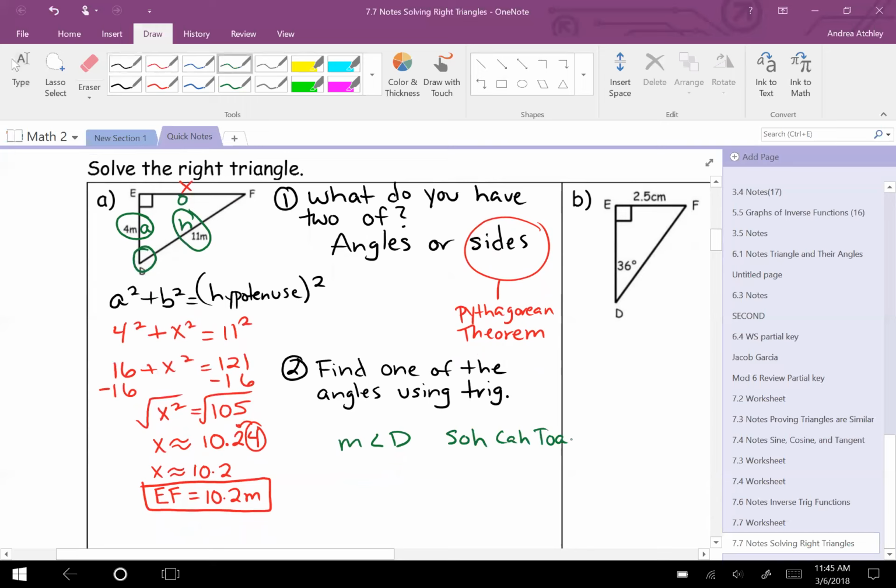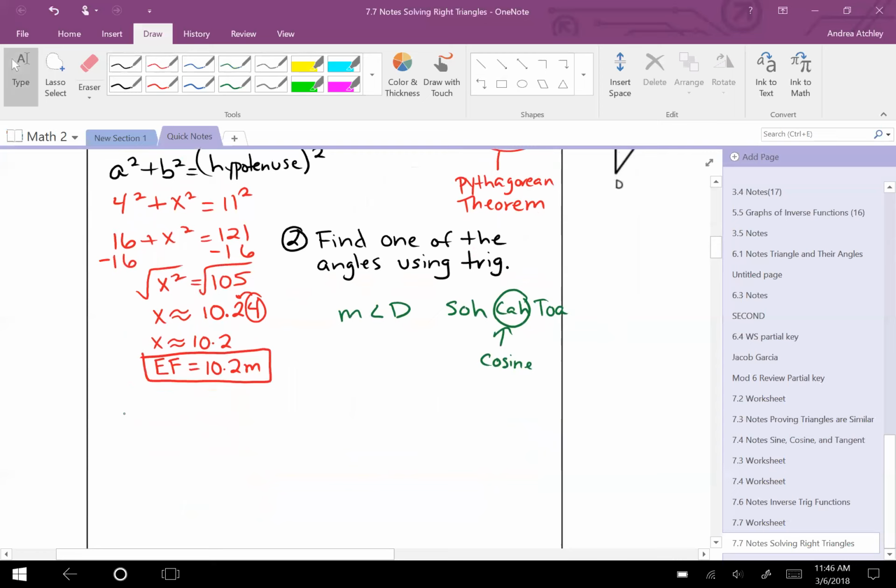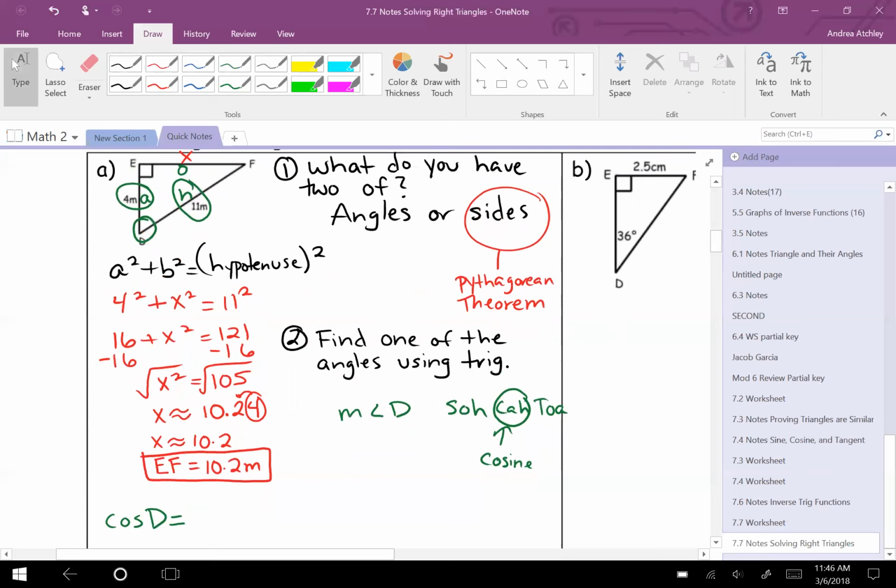Okay. Gavin, which trig function am I going to use to find the measure of angle D then? Okay. Cosine. CAH is adjacent and hypotenuse, so that's the cosine. So we're going to say the cosine of D equals, remember the A is first, so the A is on top. Adjacent, which is 4, over the hypotenuse, which is 11. Any questions over that?